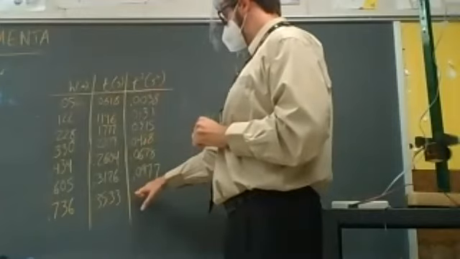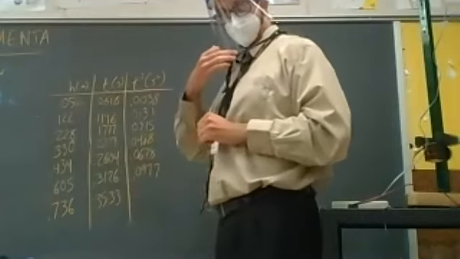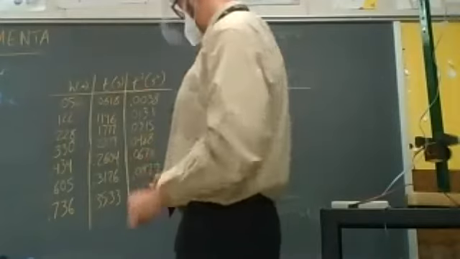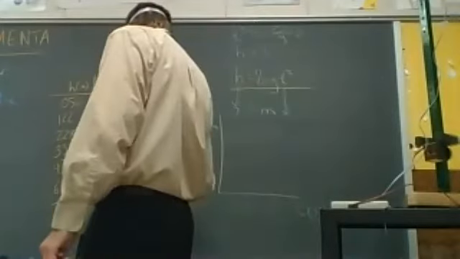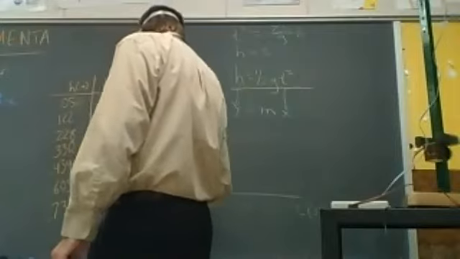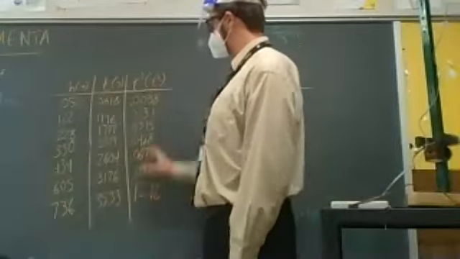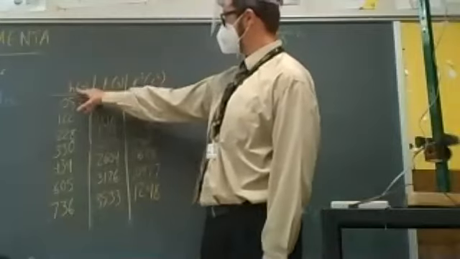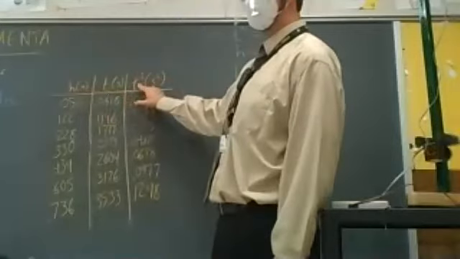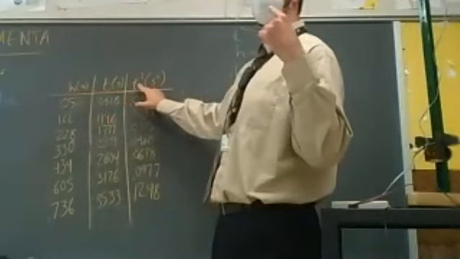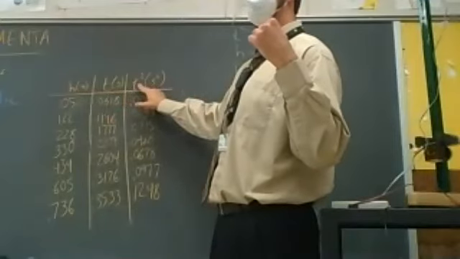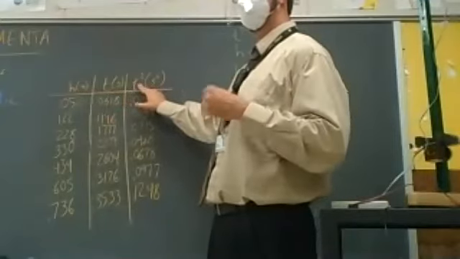What was this? 0.1248. So there's a complete set of 7 data points. Remember, we plot this on the y against this quantity.